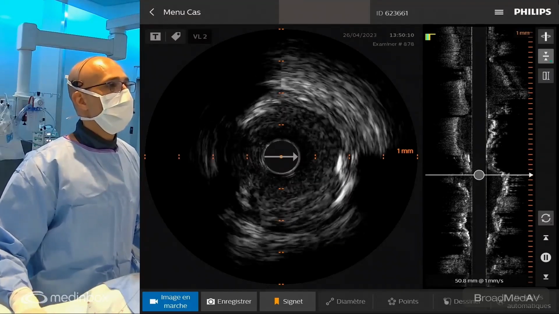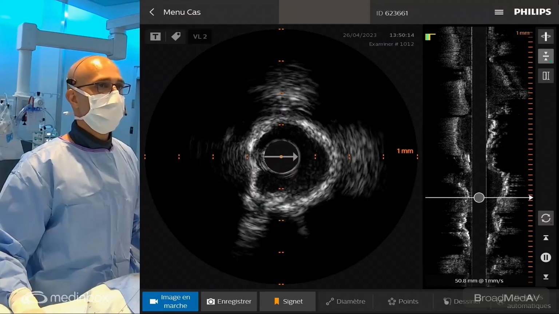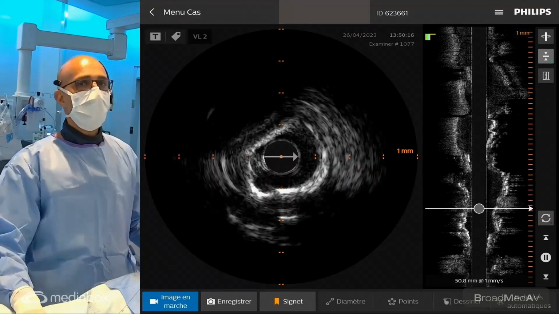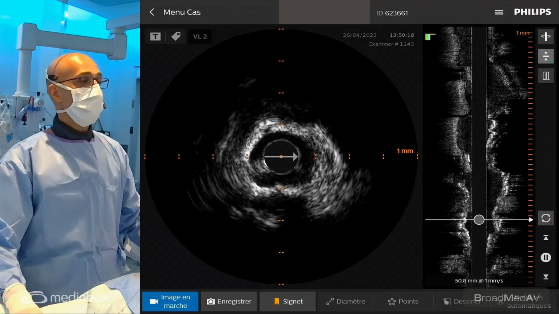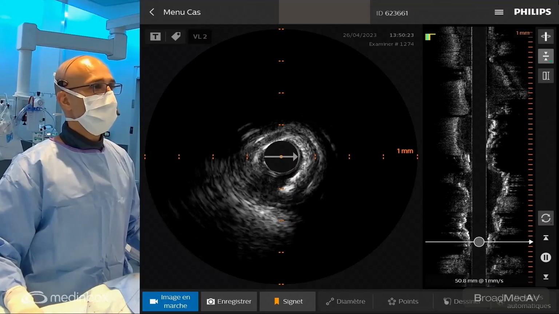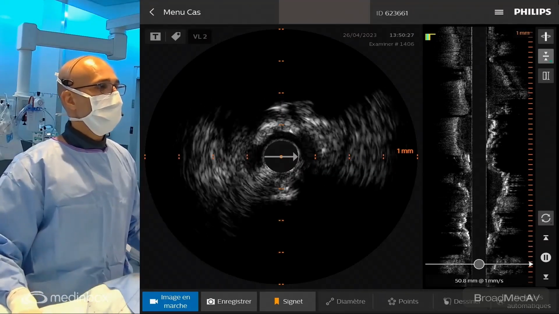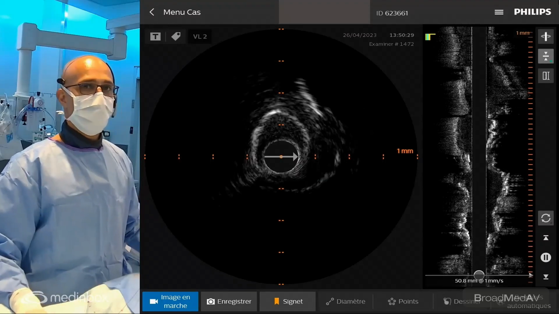So this is a 3.0 balloon that we went up to 18 atmospheres, and we did not get expansion. So probably an error here would be to try to deploy the stent or even try to go higher on non-compliant balloons, because they could rupture, they could cause aortic dissection at the ostium of the RCA, and they could get entrapped even if they rupture distally.